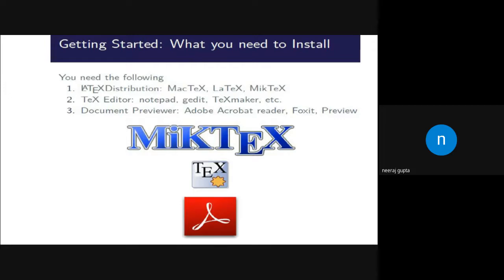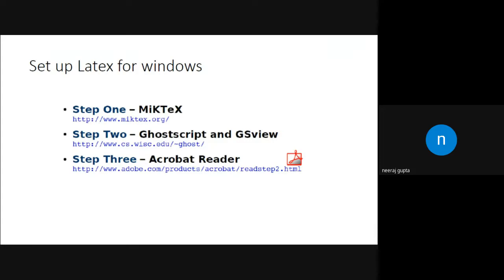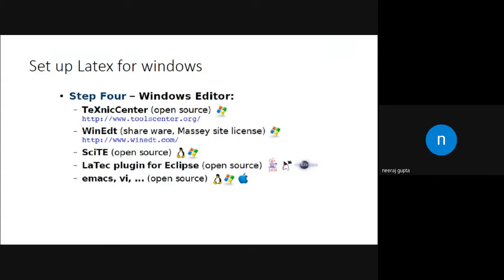For the document previewer, Adobe Acrobat is there with everyone nowadays. So what you have to do first is download MiKTeX, then Ghostscript. Instead of Ghostscript, you can also use Acrobat Reader, so there is no need for Ghostscript, but if you want to use it, you can. Then there are some editors where we can write, like TeXnicCenter, an old one which I was using in my PhD. Then WinEdt, SciTE, and the LaTeX plugin. These are some of the platforms where you have to write.